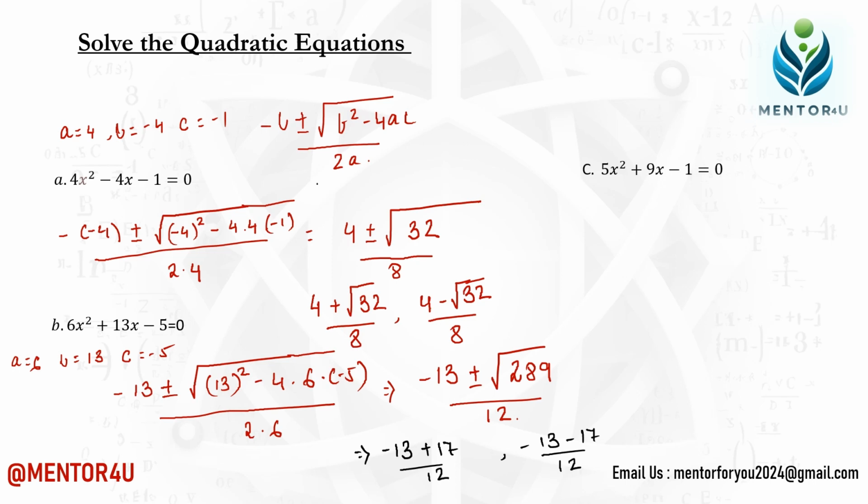And how much is that? 4 divided by 12 will be 1 by 3. And that's 30 divided by 12, 10 divided by 4. So these will be the roots for this quadratic equation.